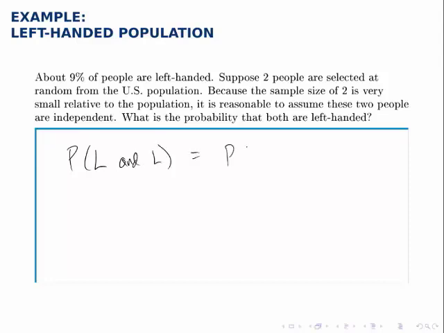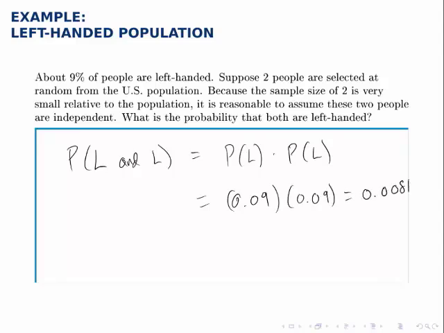Well, of course, we can assume that they're independent, so this probability is the product of the 2 individual ones. Since 9% of people are left-handed, the probability of drawing a left-handed person is 9%, or 0.09. So we multiply together 0.09 twice, and we get 0.0081. So there's a little less than 1% chance that these 2 people that we select randomly are both left-handed.